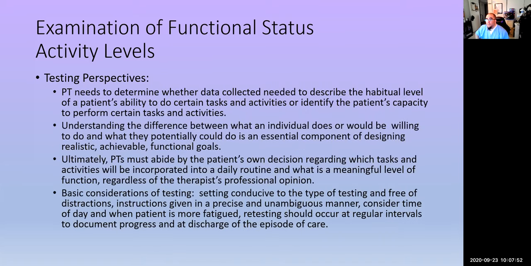So PT needs to determine whether data collected needs to describe the habitual level of the patient's function or identify the patient's capacity. So are we looking at how they do normally, or are we looking at how much better we can get them? That depends on what we're looking at there, right? This is why the PT's job is a little bit more in-depth. They've got a lot of paperwork to go through for this. We have to understand the difference between what a person does and what they're willing to do. So if I tell you guys right now, I need you to go run a 5K.